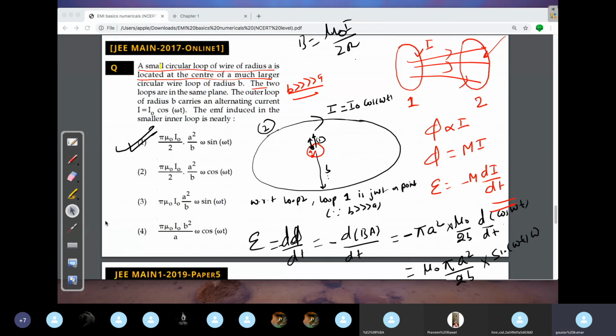If you want, you can take the screenshot of this question. Similar question is given in NCERT. After the class, definitely you can see from there. Easy question. Okay, let's see the next question now.